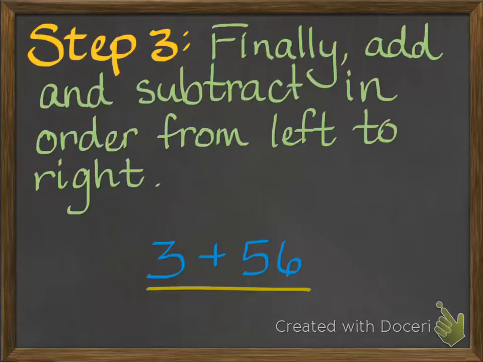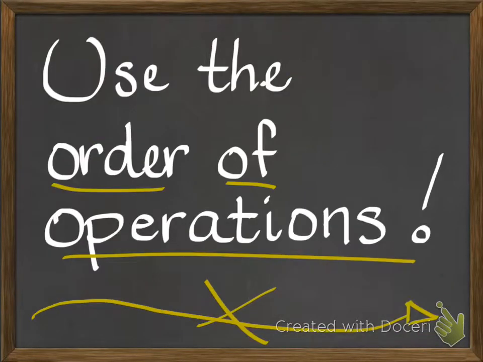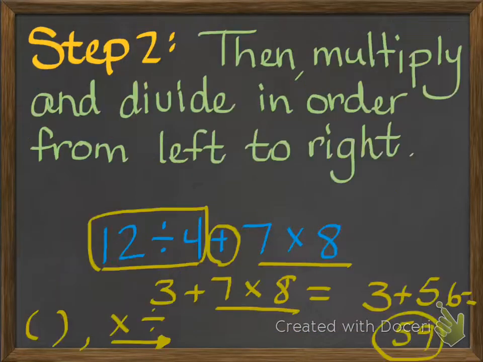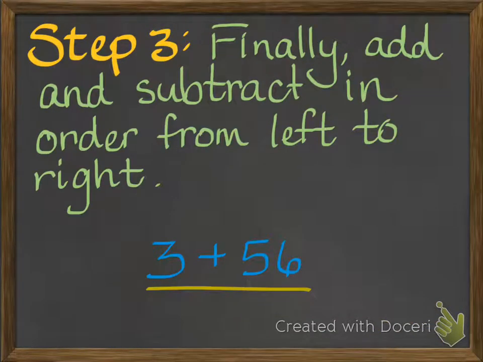And so we got our answer, 59. So if we go back and see Amy and Jen's, oops. Oh, I used a different problem. I thought I used the same problem. Never mind. So those are the steps for the order of operations, okay?